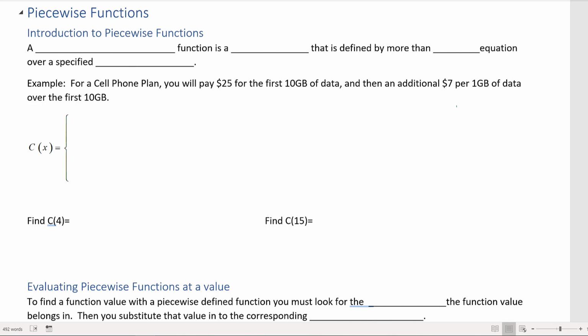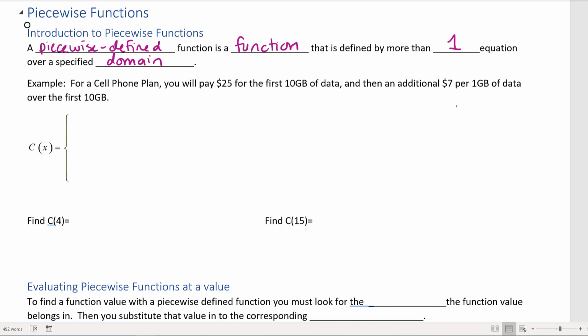Today's lesson is on piecewise functions. A piecewise defined function is a function that is defined by more than one equation over a specified domain.